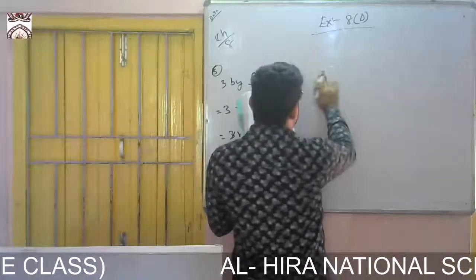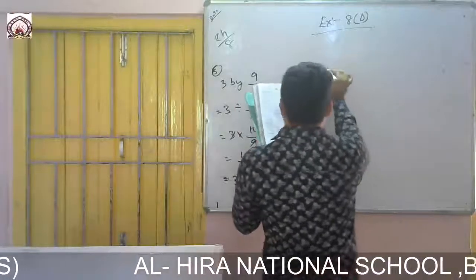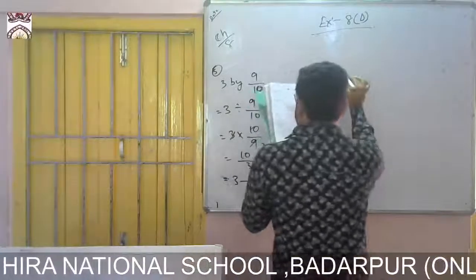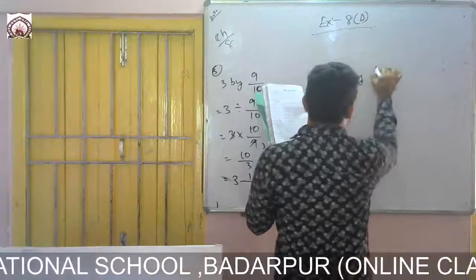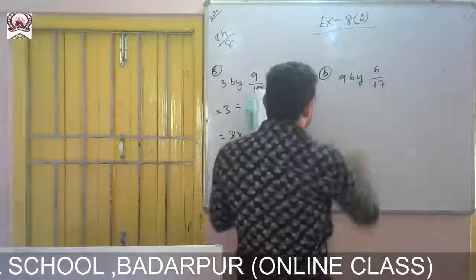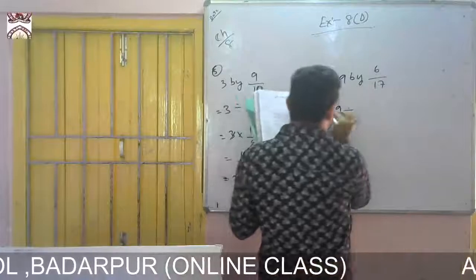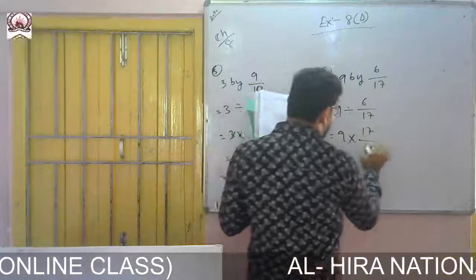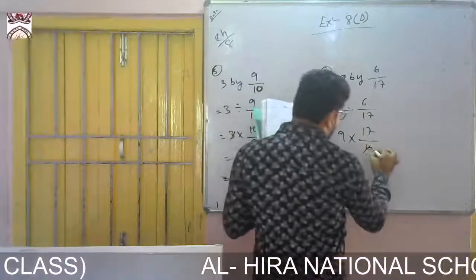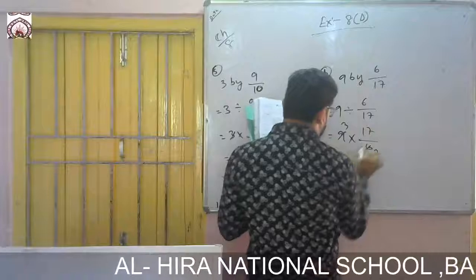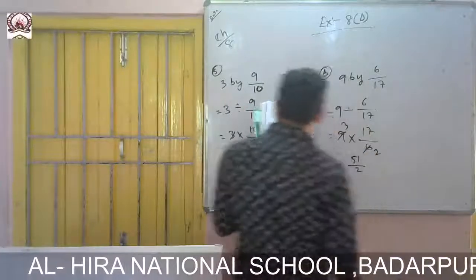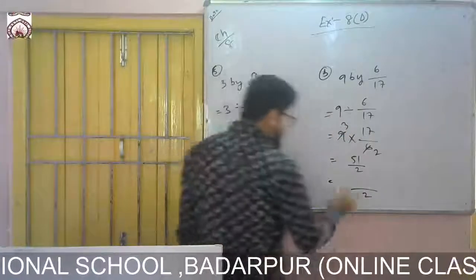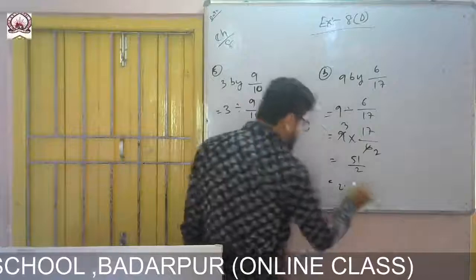Come to question number B. Okay, let me show. Question number B, 9 by 6 by 17. So it will be 9 divided by 6 by 17, so it will be 9 into 17 by 6. So cancel. 6, 3 2s are 6, 3 3s are 9. So it is 51 by 2. I can write 51 by 2 in mixed fraction like this: 25, 2 25s are 50, remain 1.